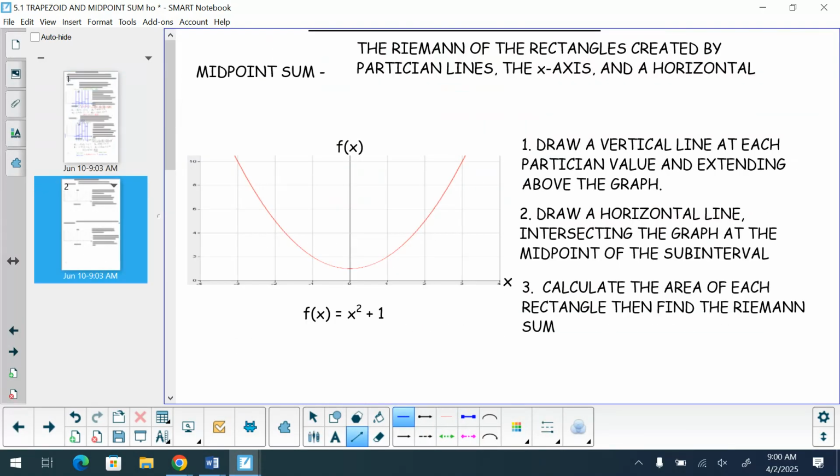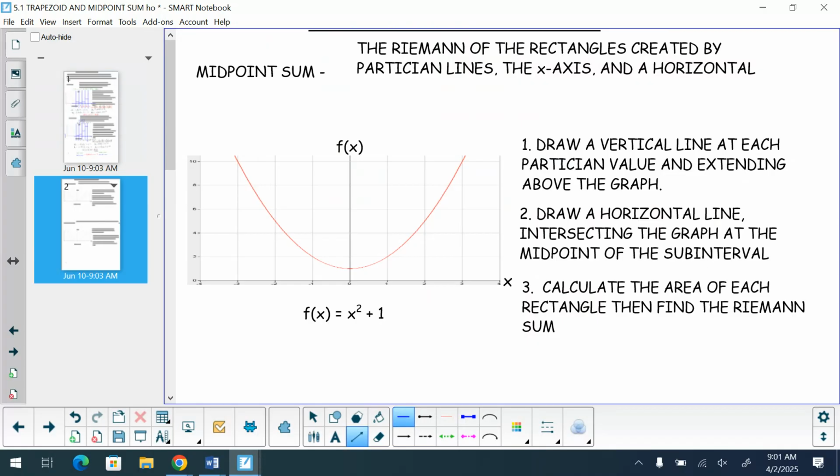Midpoint sum. Once again, we're dealing with a midpoint sum. The midpoint sum, along with the left and right hand sum, can be utilized. We can utilize our subintervals to be able to calculate this. We don't need a picture. We'll show the visual up here, but we don't really need the visual.